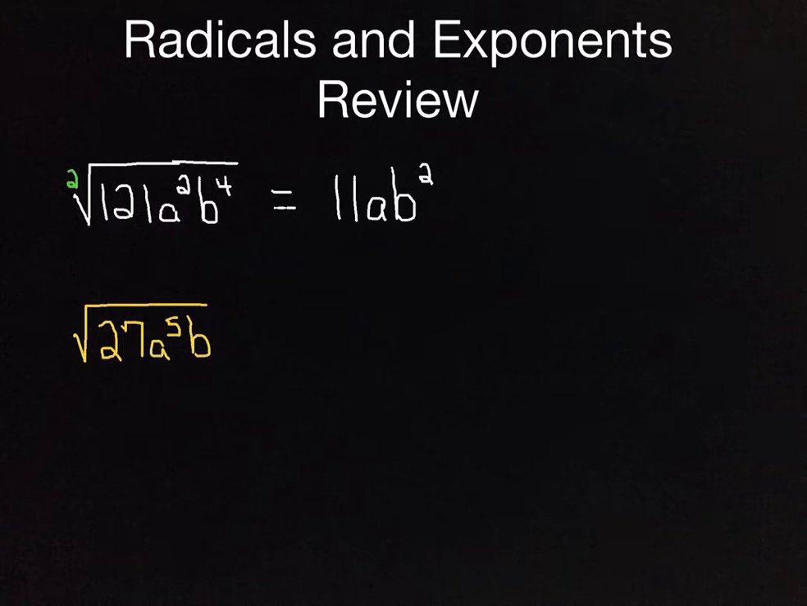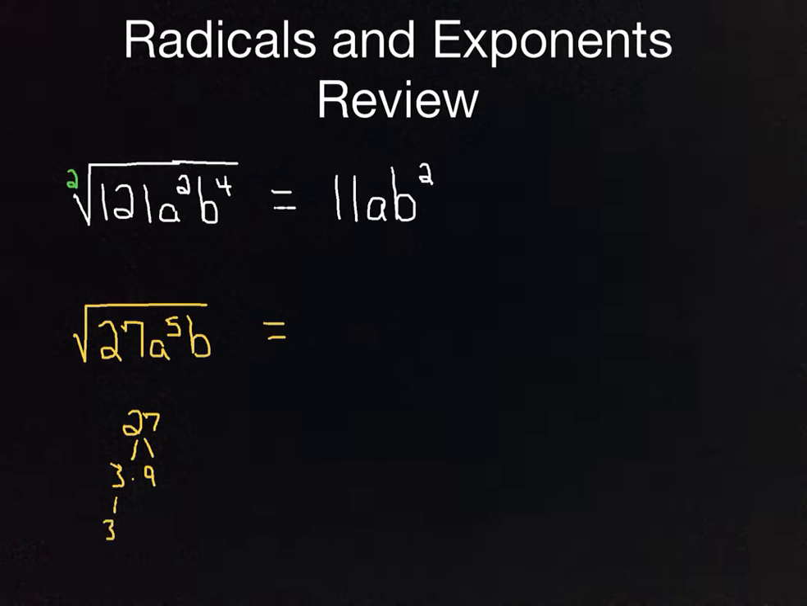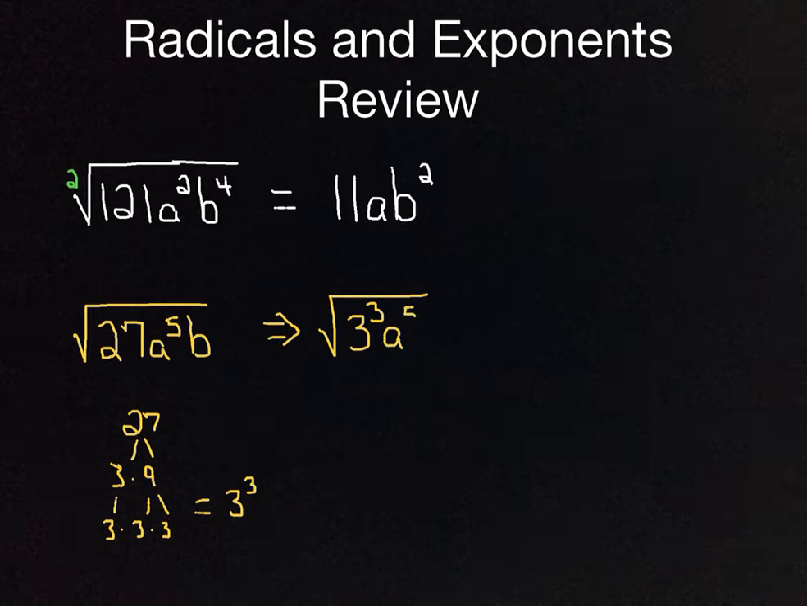If we take a look at another example, similar to the one we just did, we have the square root of 27a⁵b. Now we don't know what the square root of 27 is, but what we want to do is put the number into its prime factorization. So back in middle school you probably did something like a factor tree, and you'd say, well, 3 times 9 is 27, and then 3 times 3 is 9. So 27 is really 3 cubed. So we could rewrite this as 3³a⁵b.